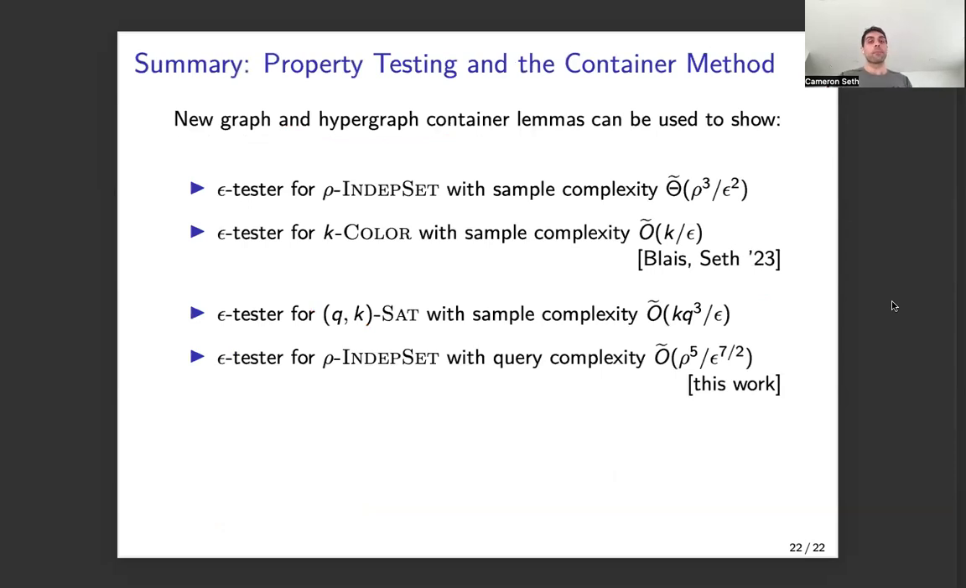So to summarize, we've shown that new graph and hypergraph container lemmas can be used to show a number of results in property testing. So the prior results used this to analyze the sample complexity of two graph properties, the row independent set property and the K colorability property. And in this work, we extended this to the satisfiability property, so a property not on graphs, as well as studying, again, the row independent set property, but this time the query complexity. And we gave a tester that has a smaller query complexity than the optimal sample-based tester.